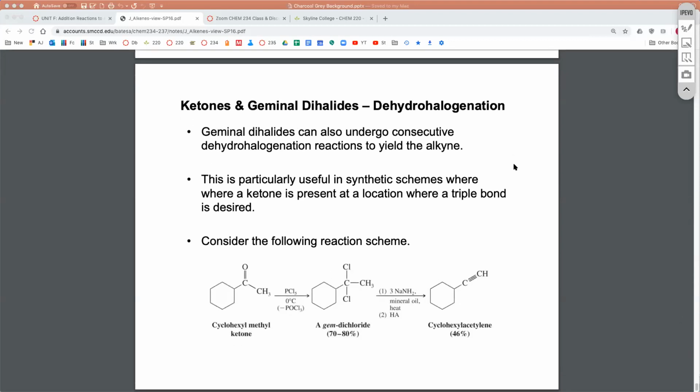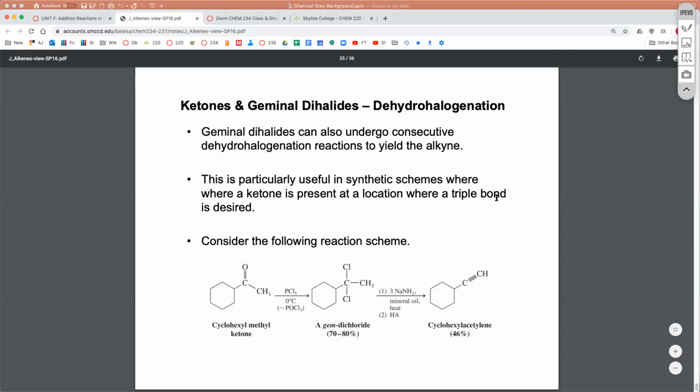Now, it turns out that though we're not going to talk about ways that you would actually get to these vicinal dihalides, what you can see here is that even if you had a geminal dihalide, like this geminal dichloride, PCl5 reacting with this particular ketone would give you a species like this. This is a way then that you could convert this geminal dichloride to a terminal alkyne. It's essentially exactly the same reaction.